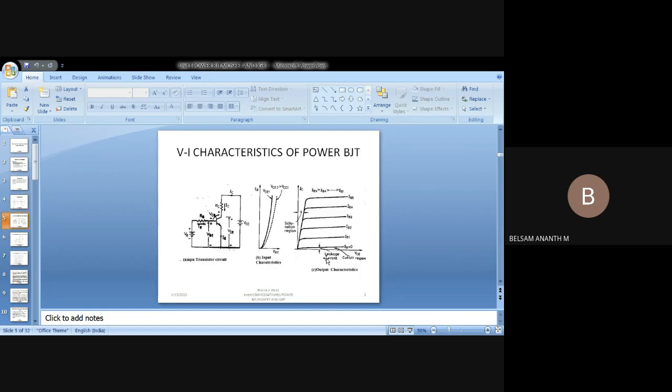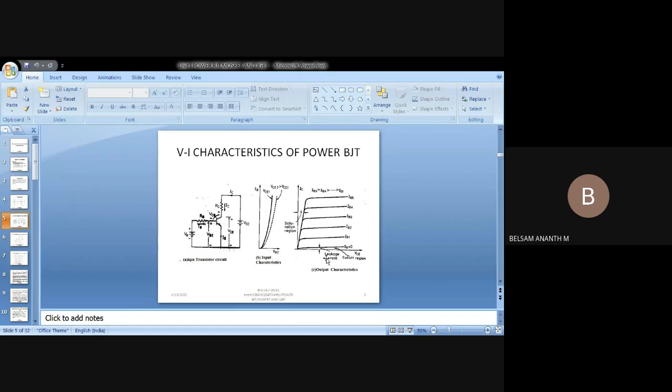Okay. So these are the VI characteristics of a power BJT. The first circuit represents your NPN transistor, the second one speaks about the input characteristics, and the third one speaks about the output characteristics. For the input characteristics, on the x-axis we have the relationship between your base emitter voltage and your base current. For the output characteristics, we go with the collector emitter voltage and the collector current. Please remember, all these characteristics will give a clear understanding of device selection.